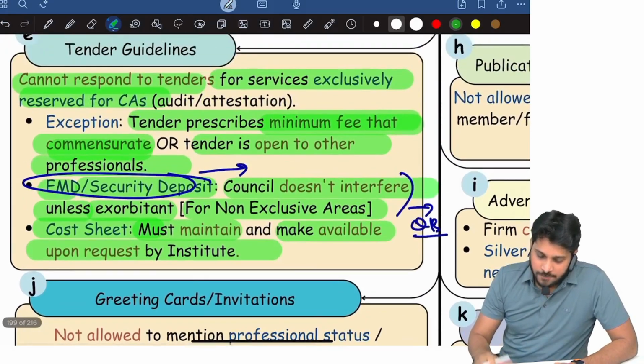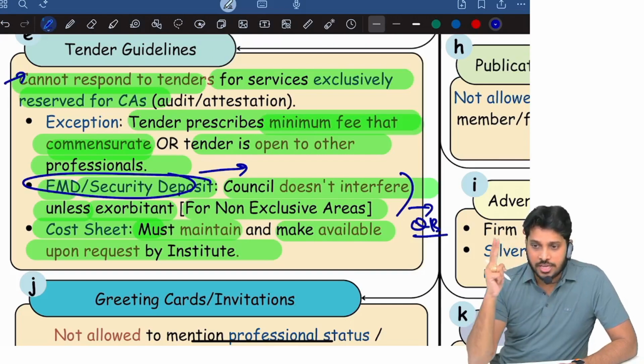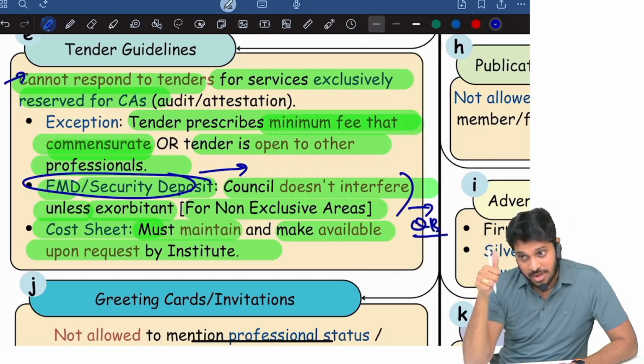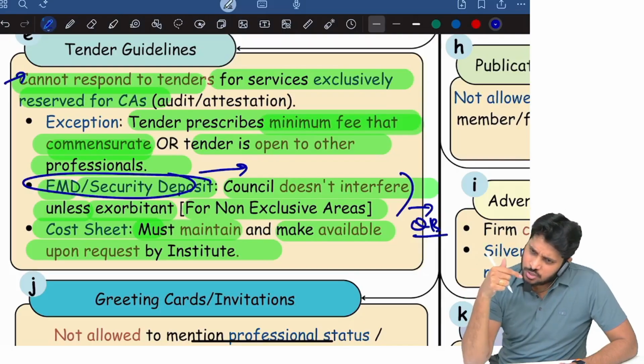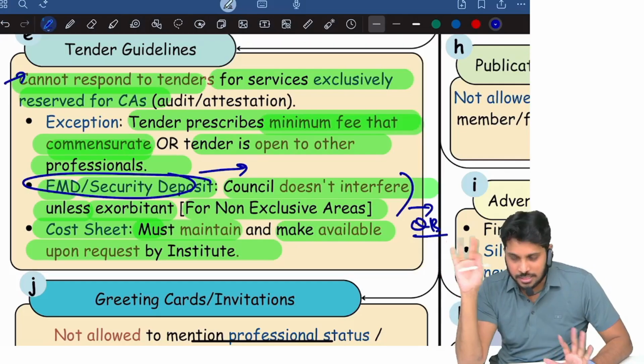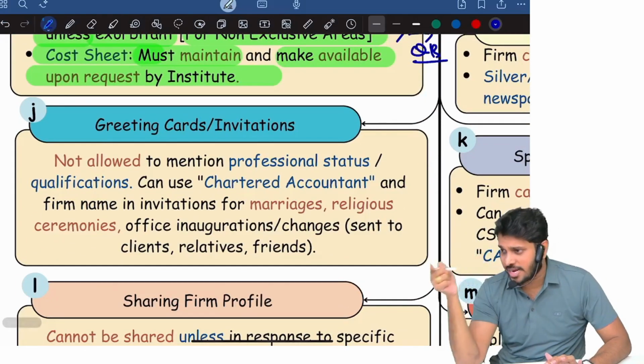Okay, so very simple. Tender, can I respond to a tender? No. However, there are 2 cases where it is permitted. Exclusively reserved for CAs and fees is mentioned. Or it is open for everybody, then you can also respond just like anybody else. Fees and all are not a formality. Clear? In one of the MTPs, number 24, I think so, there is a wrong answer on that.